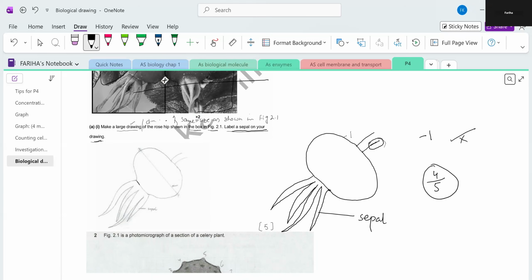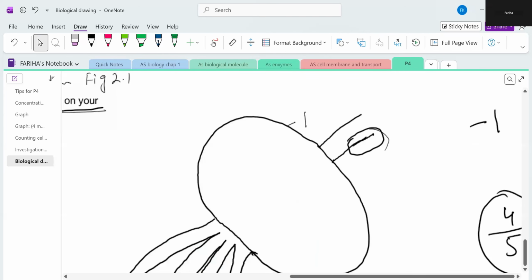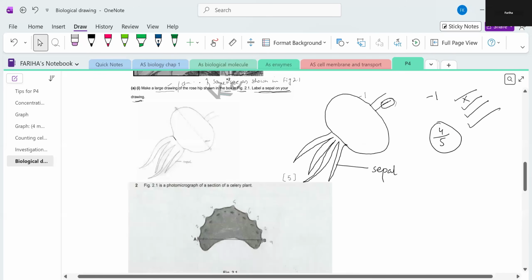Details of the diagram are there? Yes. Labeling is correct? Yes. Are there delimitation? Yes. Is this clear? Okay. And more than 50% of the space is occupied? Yes. Okay. So that's how you will get 4 marks. Why 4 marks? Because of this discontinuity. Is this clear? Now look at the second diagram.